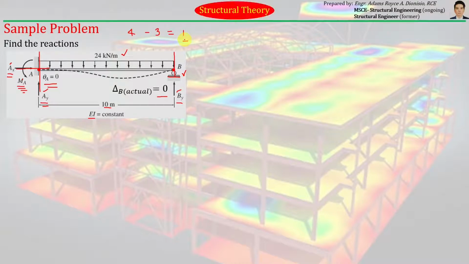So for this particular example, we can actually choose MA to be the redundant, simply because if we remove that moment restraint here, the remaining structure will just be a simply supported beam with a hinge here at joint A, simply because it has AX and AY reactions.